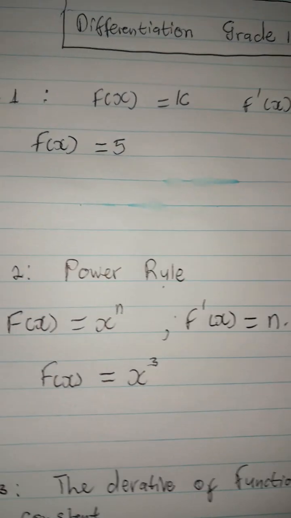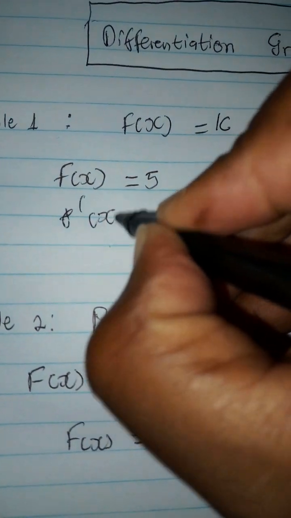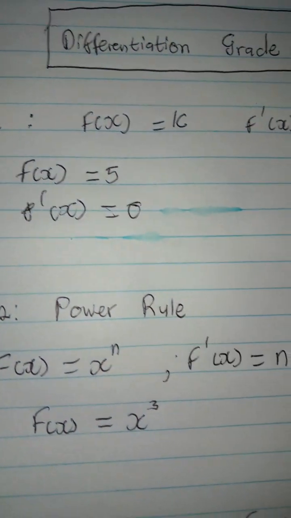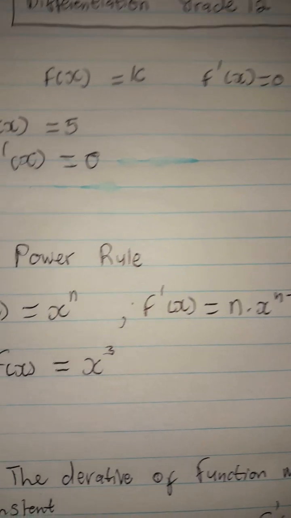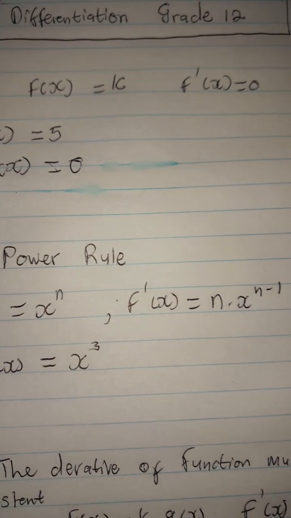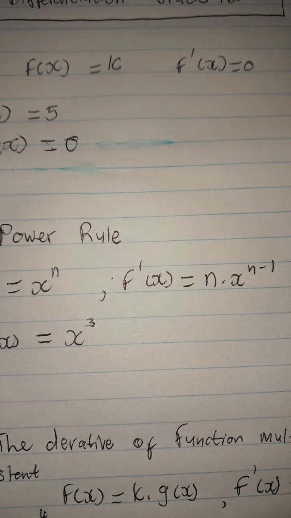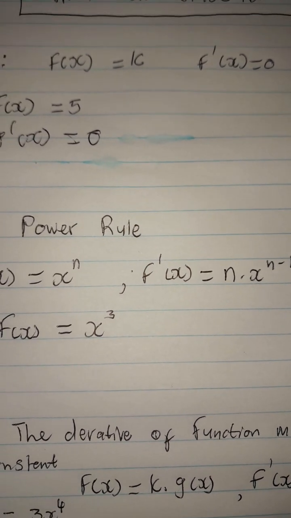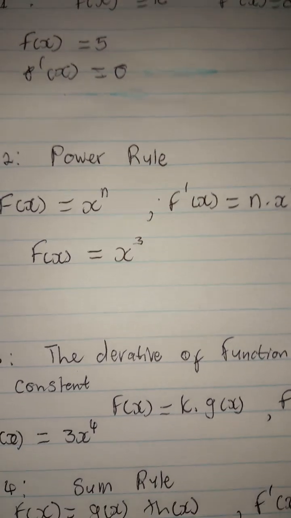In this case, we have f of x equals 5. So we are going to say the derivative will be 0. The derivative of a constant is always going to be 0. Do you understand? It's always going to be 0. Let's go to our rule 2.